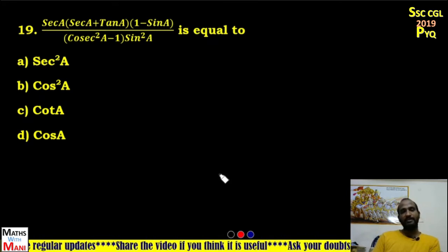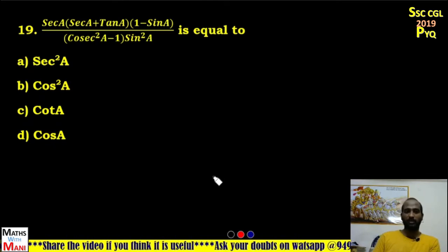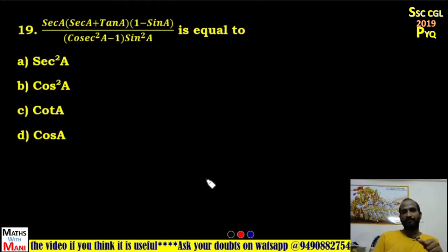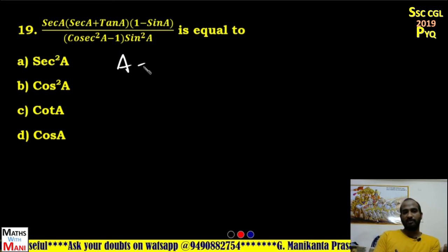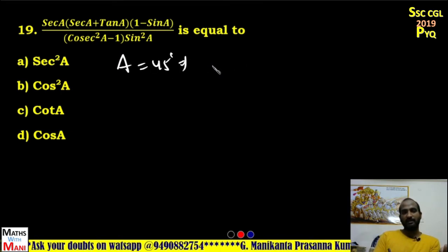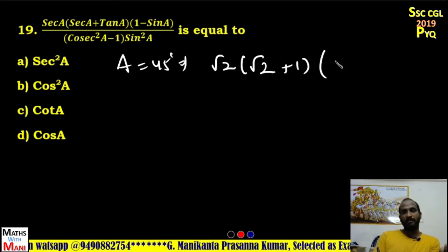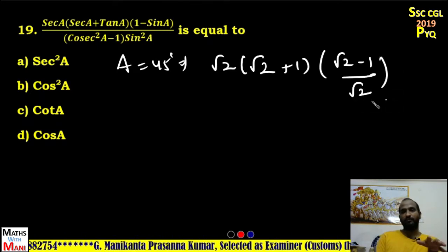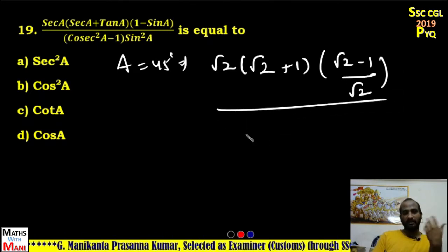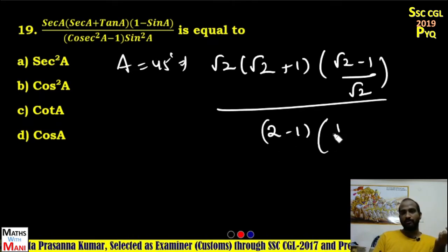Secant A into secant A plus tan A into 1 minus sin A by cosecant square A minus 1 into sin square A. So you can take theta or A as 45. That is also easy. If I substitute A as 45, secant A is root 2, so root 2 plus 1, and 1 minus 1 by root 2. After taking LCM, I can write it as root 2 minus 1 by root 2, by cosecant square A, root 2 whole square, 2 minus 1, and 1 by root 2 whole square means 1 by 2.